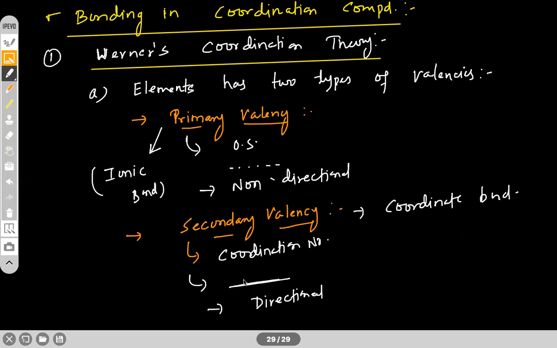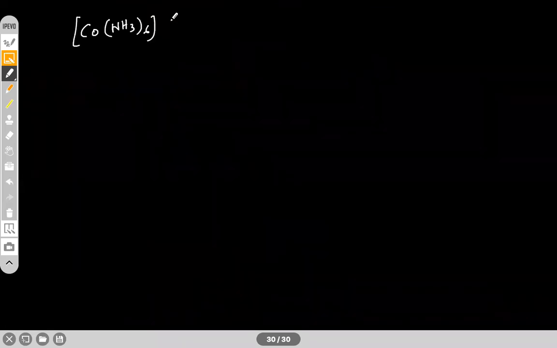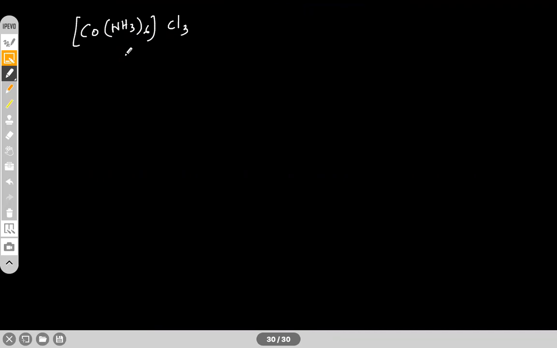Now, we can understand this with one example. I'll just write down this example here. Suppose I'm taking an example of [Co(NH3)6]Cl3, this one. Could you tell me the primary valency for this one? What is the primary valency? What is the secondary valency?